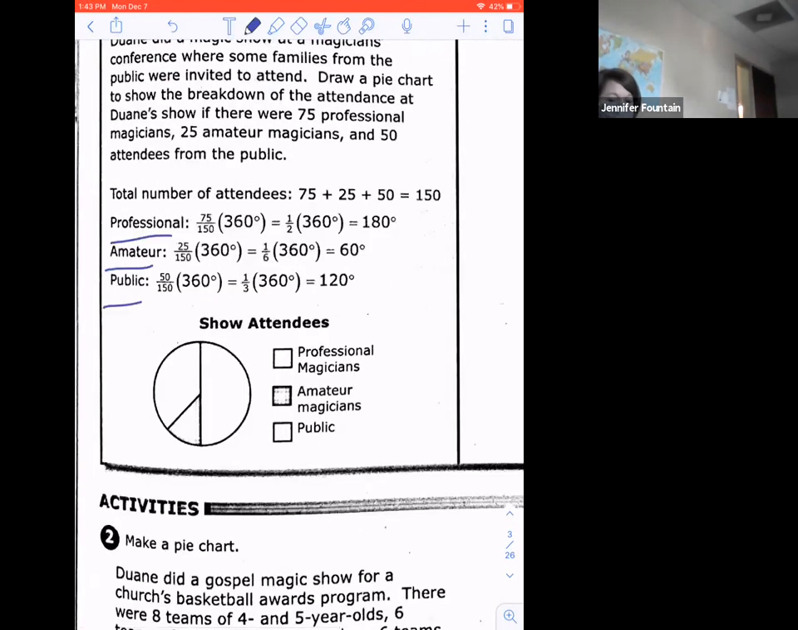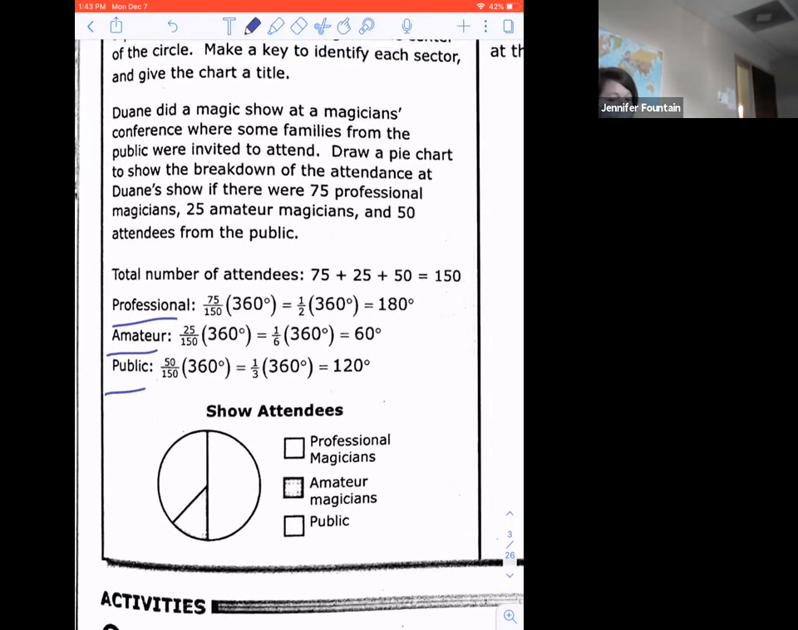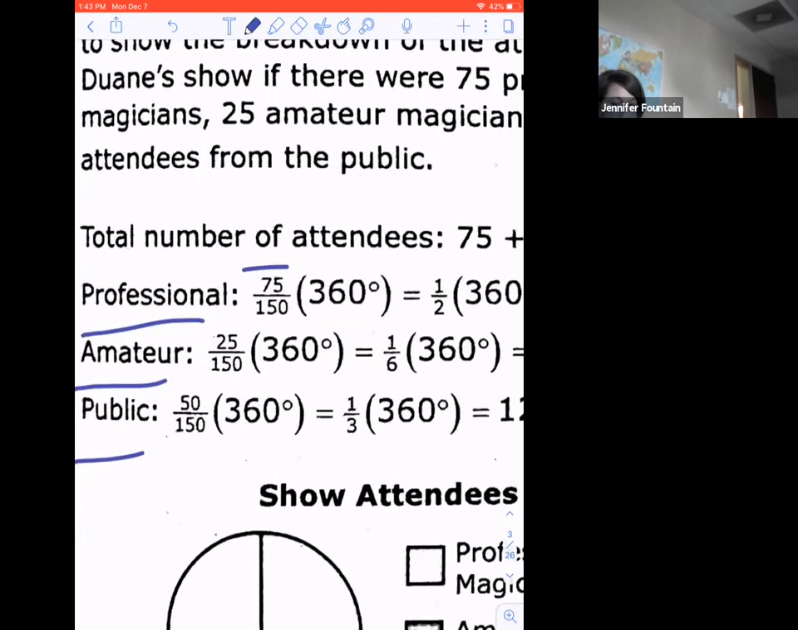Now, we know that there were a total of 150. So in this situation, I know that 75 of the 150 were professionals, 25 of the 150 were amateurs, and 50 of the 150 were from the public. So I have to set up my fraction first. And we know that to get each measure for each piece of pie, I have to multiply by 360 degrees.